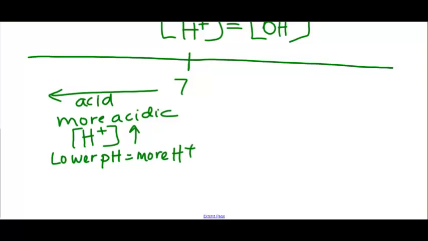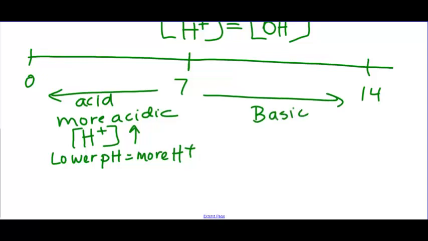Okay? The pH scale generally goes from 0 to 14. So if a multiple choice question gives you a pH of 0.2 or 20, don't pick it. The answer is, the pH values will always be between 0 and 14. Okay? So up here, you're basic.